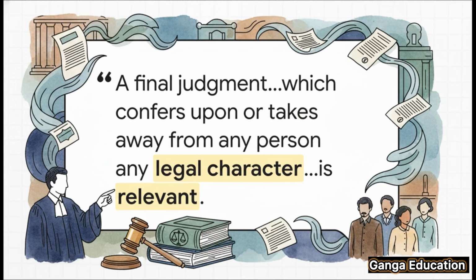But let's break it down. In simple terms, this section is all about a special type of court judgment. These aren't your typical judgments. We call them judgments in rem. And what makes them so special? Well, their effect isn't just on the people involved in the case. Nope. It applies to the entire world. Think of it as a final, universal declaration of someone's legal status.